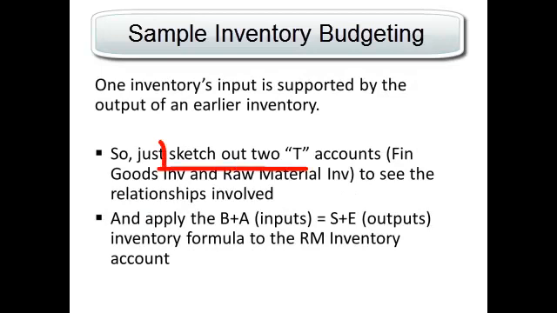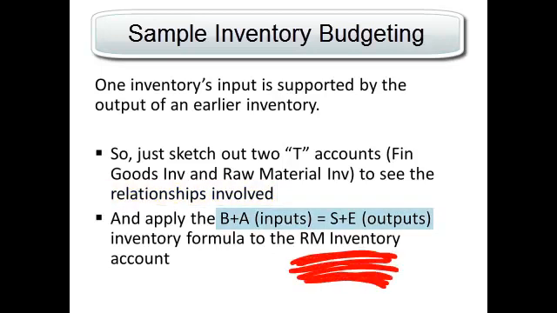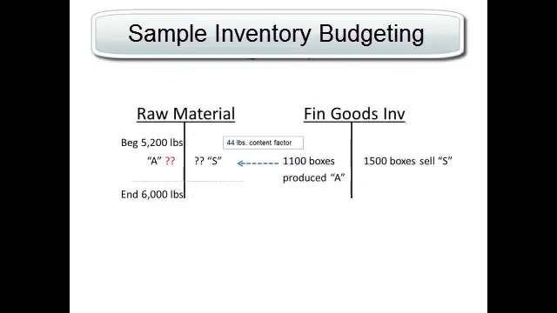So we'll just sketch out two T accounts, finished goods inventory, raw material inventory, to see the relationship involved. And then we'll apply our base formula, B plus A inputs equals S plus E outputs for any inventory. And we'll apply that to the raw material inventory account. First, let's drop in our given data.